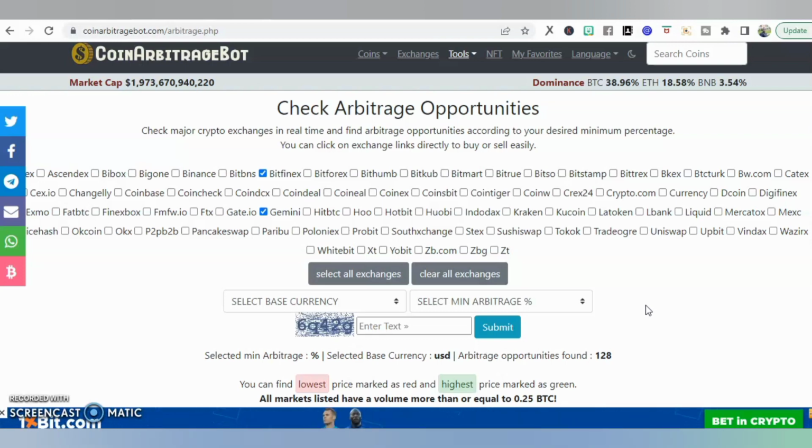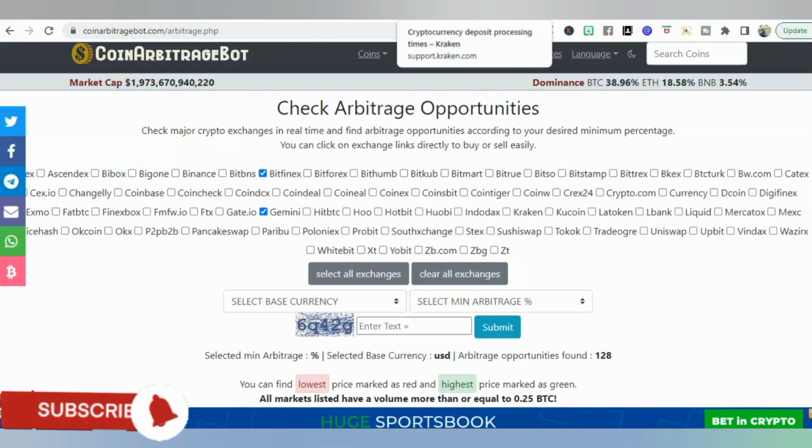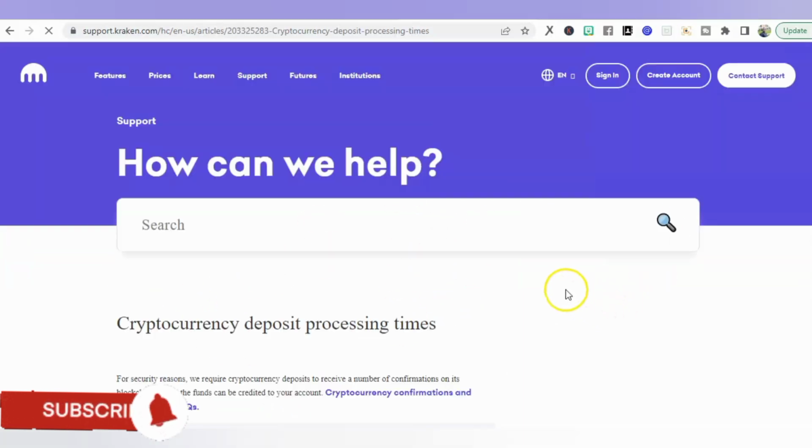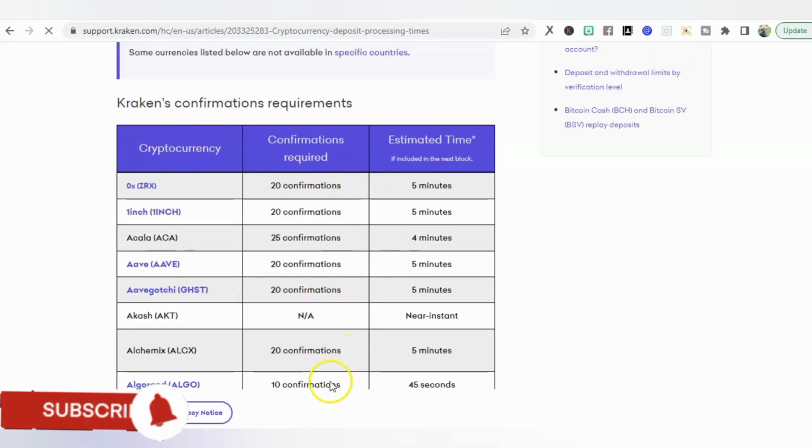So, for example, you can also confirm the time it will take for that coin to move from exchange A to exchange B, because there are some coins that will take forever. There are some coins that will take days. There are some coins that will take seconds or near instant. So you need to put into consideration this, and you can get information about this from Kraken. I will leave a link to that so that you'll be able to check through different confirmation times.